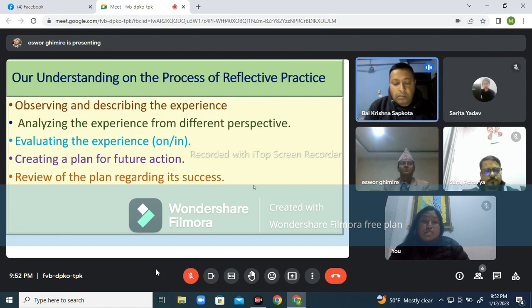So consideration should be made while reviewing the plan, whether some kind of adjustment needs to be made or not. So reflective practice can be applied in a wide range of fields, including healthcare, education or business, and it can be a valuable tool for personal and professional development.